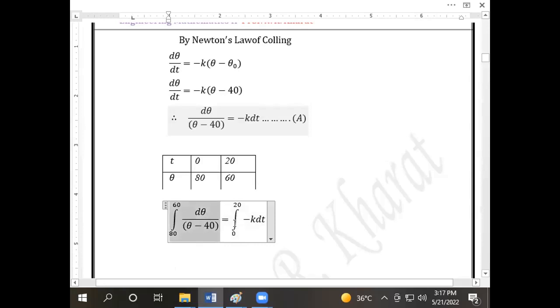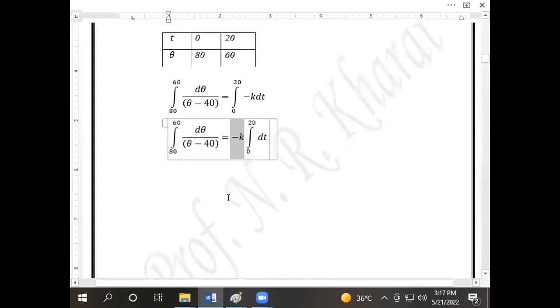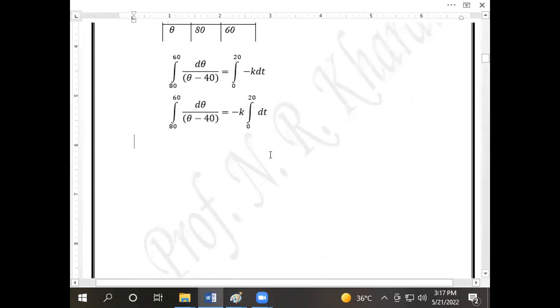So this is the differential equation's solution after variable separable form. Putting the limits of t and theta, we know that the integration of d theta upon theta is simply log theta. So we take minus k, which is a constant, outside the integration, and take the integration on both sides.